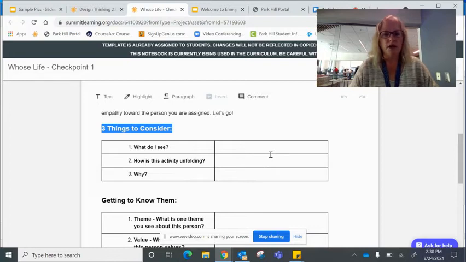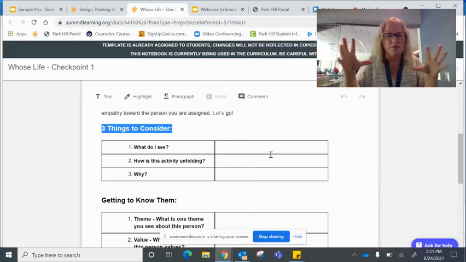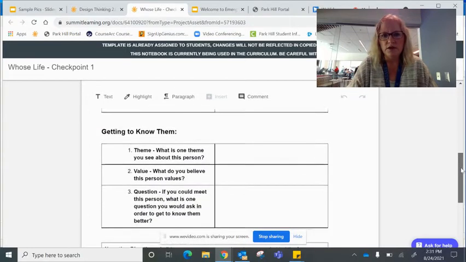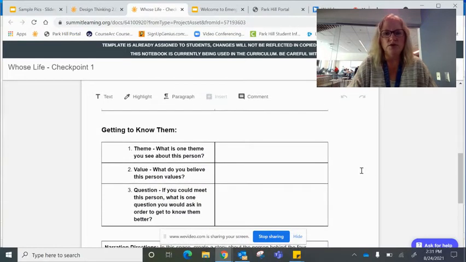Really try to dig into the pictures, zoom out on them, and see if you can dig in and see a lot of stuff in them. The more you can see, the more you can know about the person. Because remember, you're trying to research this person and understand what makes them tick. Then the second thing you're going to do is hopefully get to know this person better.